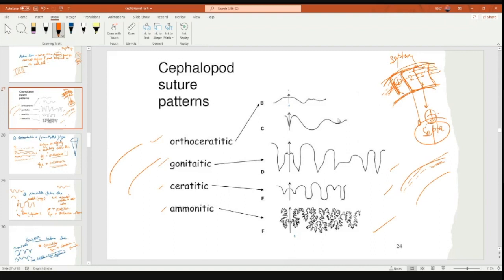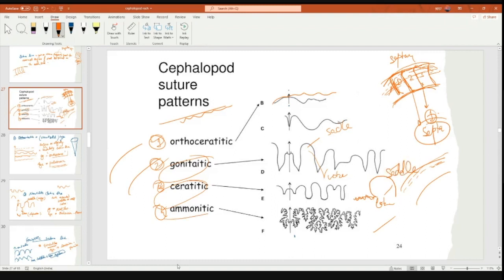There are four kinds of suture line. Orthocerate is just vertical, without irregularities. In the goniatitic, they have a rounded saddle with a pointed lobe. In the ceratitic, they have serrated, finely divided lobes and a circular or rounded saddle. But in the ammonitic, they are very complex.